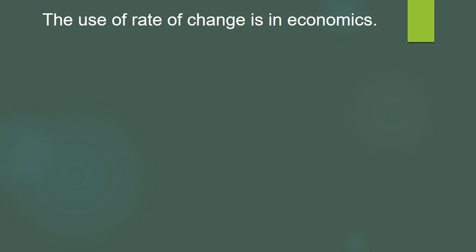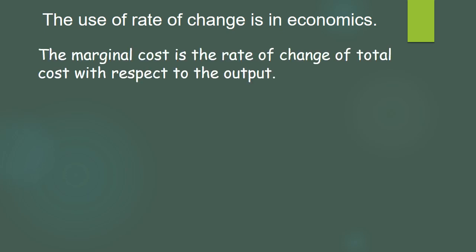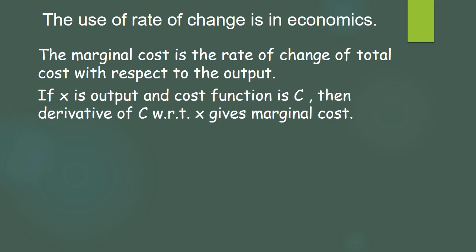The main use of rate of change is in economics and physics. In economics, the marginal cost is the rate of change of total cost with respect to output. So when the output is x and cost is a function, C of x, then the derivative of C with respect to x gives us the marginal cost.